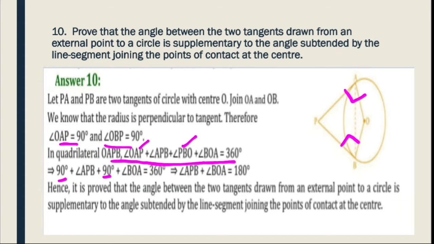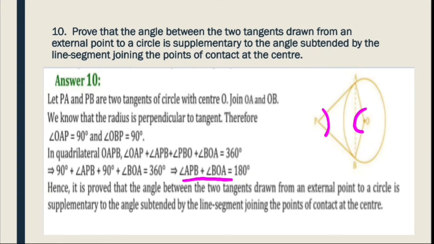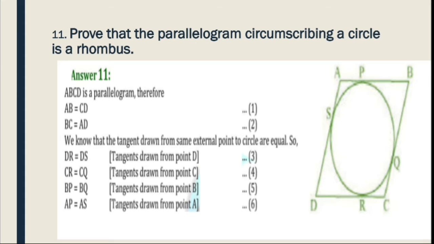If you do the calculation, you will get angle APB plus angle BOA, that means this angle plus this angle is equal to 180 degrees. Now since their sum is 180 degrees, you can say that these two angles are supplementary to each other. Hence it is proved that the angle between two tangents drawn from an external point to a circle is supplementary to the angle subtended by the line segment joining the points of contact at the center. Now we will check the next problem.